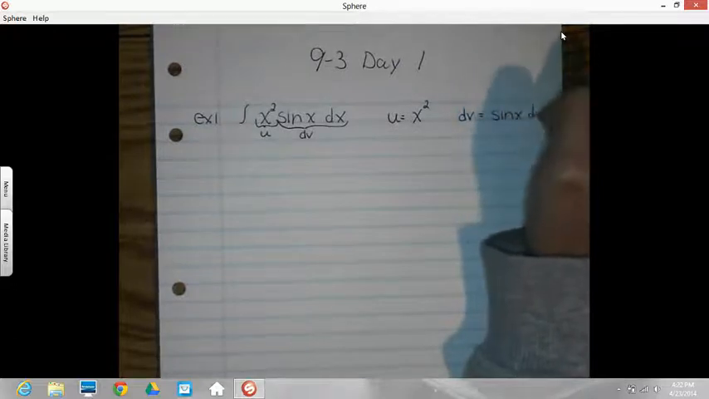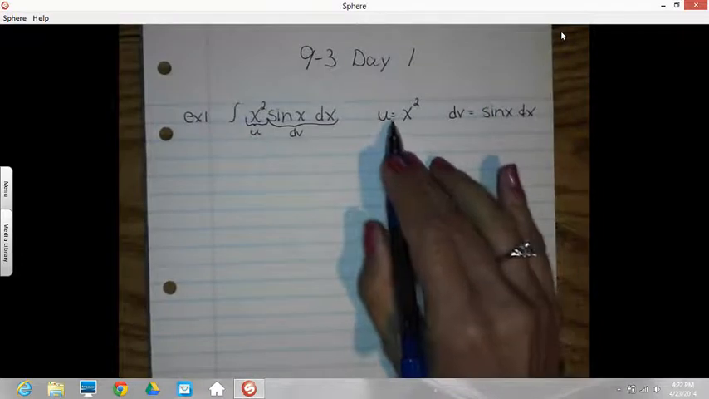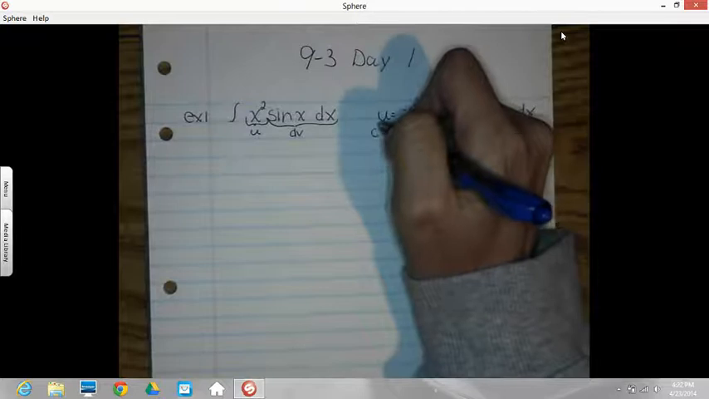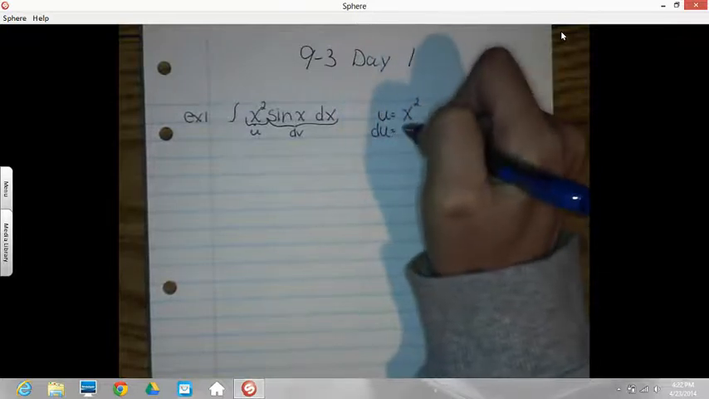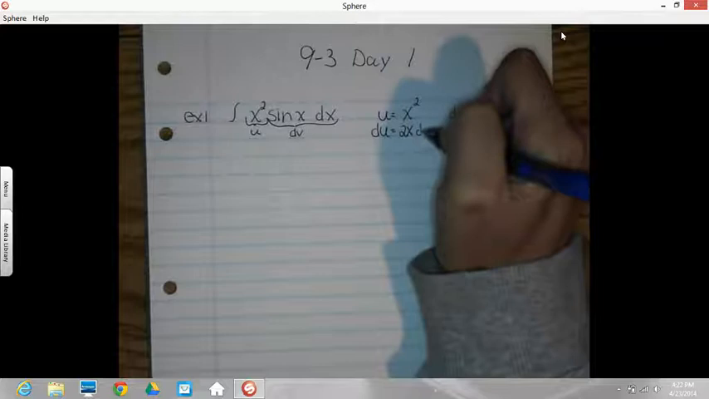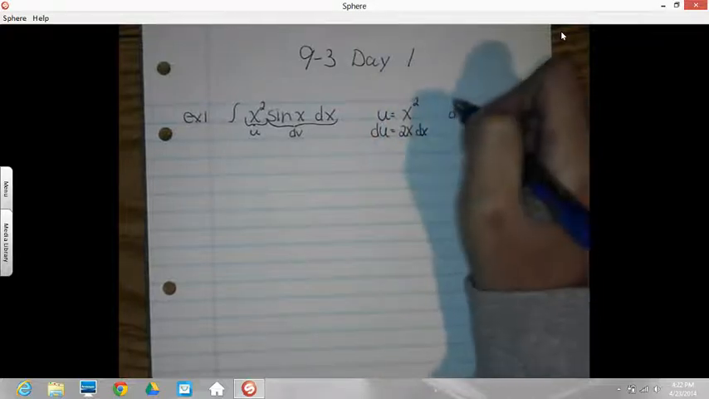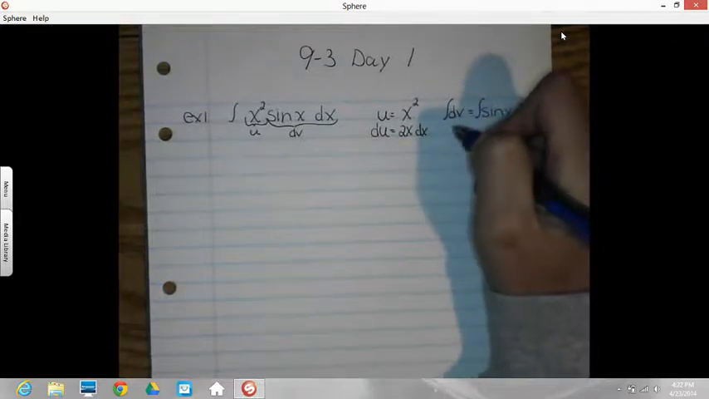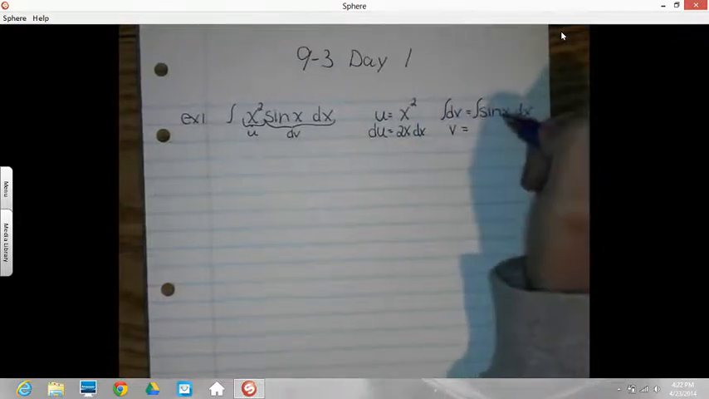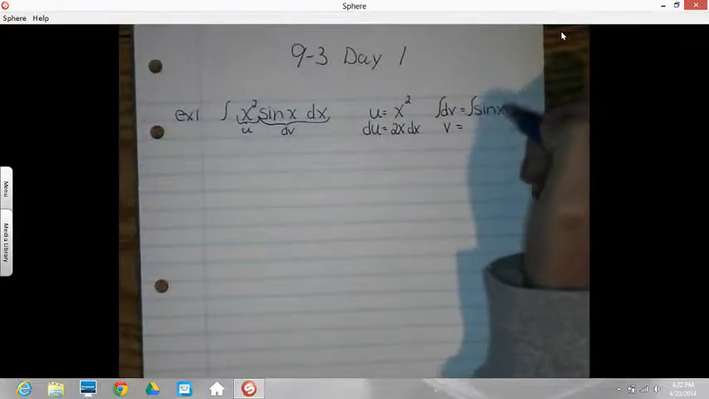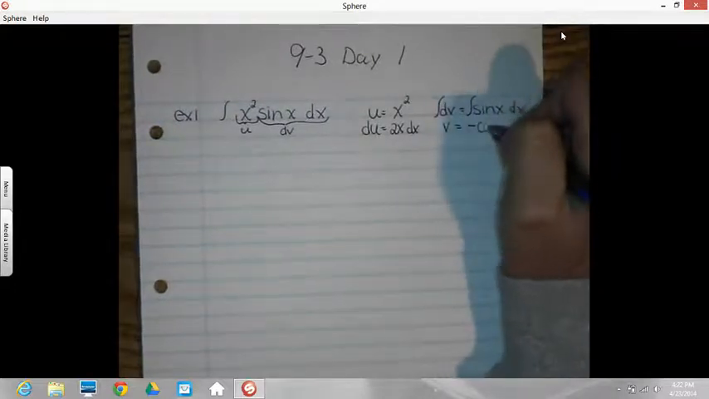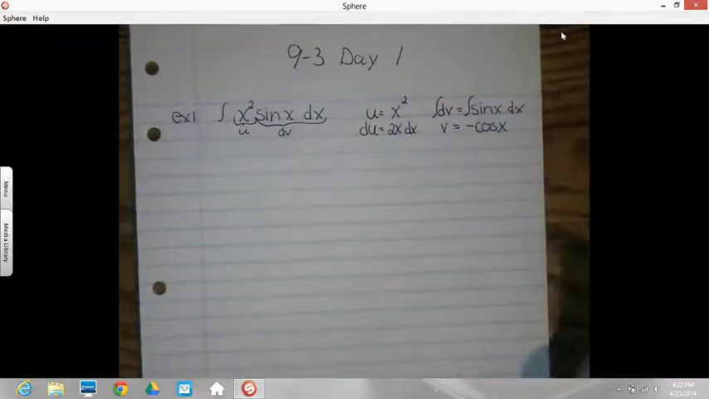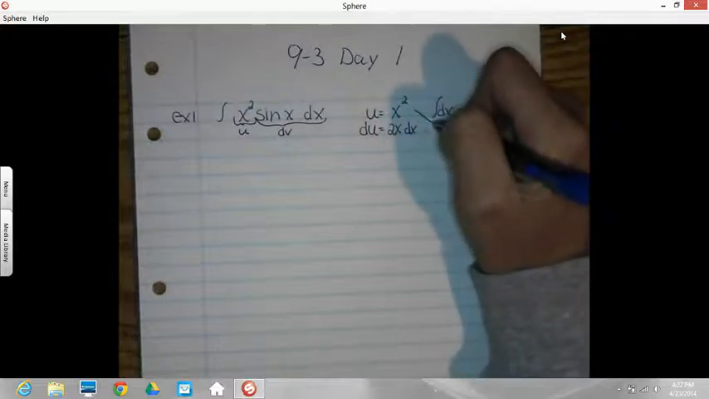So now here I know in integration by parts I need to know what du equals, so I take the derivative on both sides. So du equals 2x times dx. Here I'm going to integrate so that I can get back to, let's see what v equals. So the integral of 1 dv is v. Integral here, what has sine as its derivative would be a negative cosine.